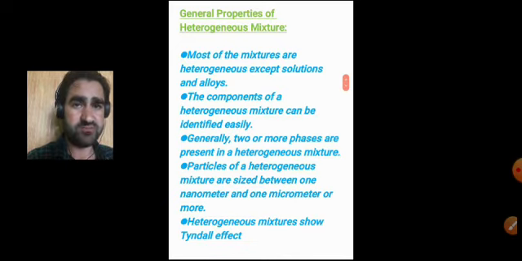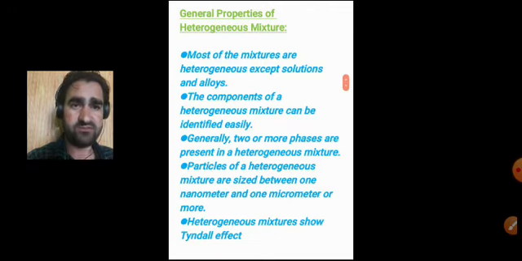Most of the substances, to begin with, we should remember, are impure substances or mixtures. And in the case of heterogeneous mixtures, most of the mixtures are heterogeneous except solutions and alloys. We should remember that solutions are homogeneous mixtures and alloys are also homogeneous mixtures. So these two are exceptions. The components of heterogeneous mixtures can be identified easily, as we saw in various images and examples.